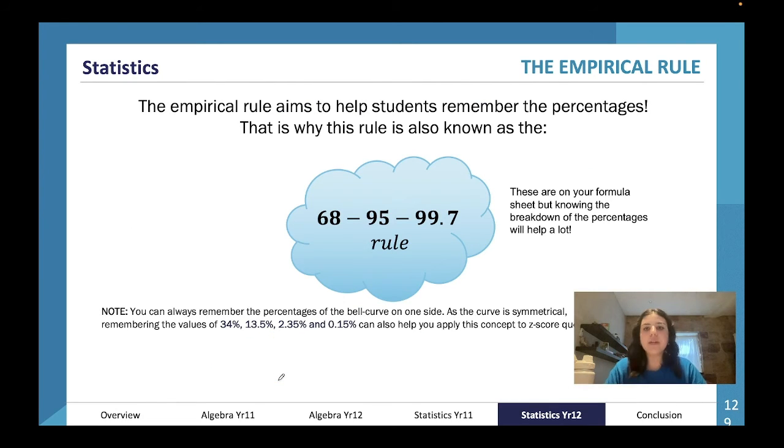The empirical rule is aiming to help you remember the percentages. So the rule is also known as 68, 95, 99.7. So if you remember those three numbers, you should be okay. You can always remember that you've got to halve them as well. So 34, 13.5, 2.35, and 0.15.